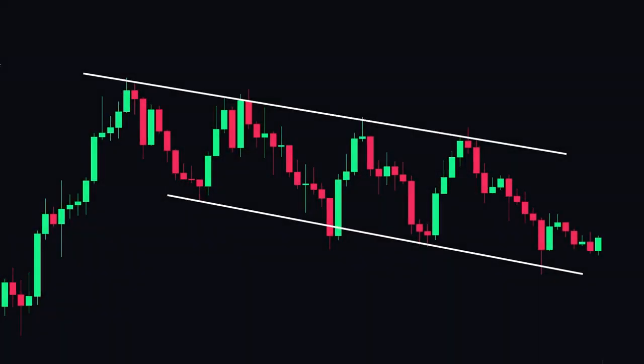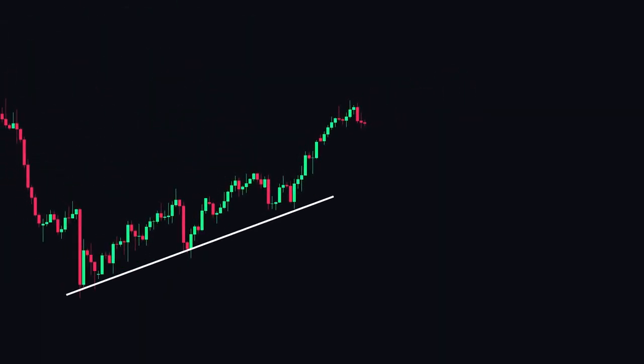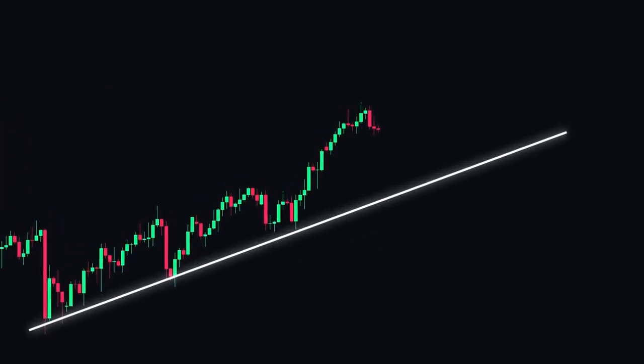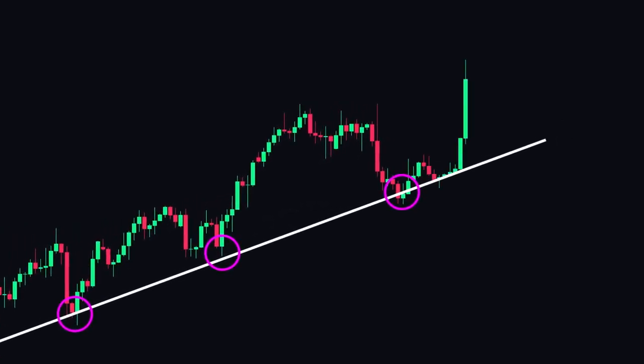Alright, now that you know how to draw trend lines the right way, I'm going to reveal the high win rate strategy that I use. So, the way this strategy works is we treat trend lines as key levels. Let's say you have an existing trend line drawn on a chart. Now, we can see that price has bounced from it every time it touched in the past. So in the future, we could possibly expect another bounce.